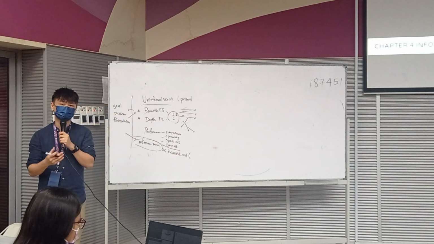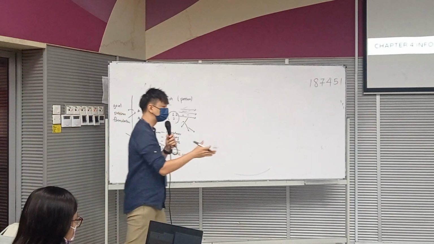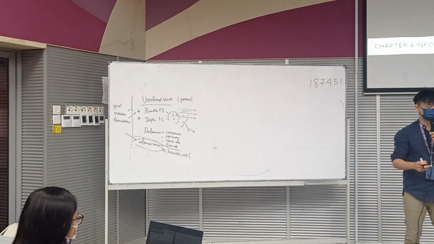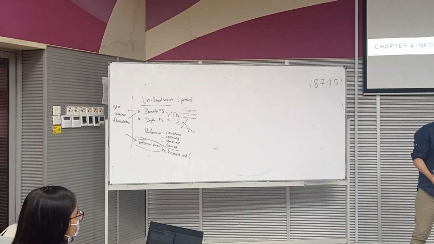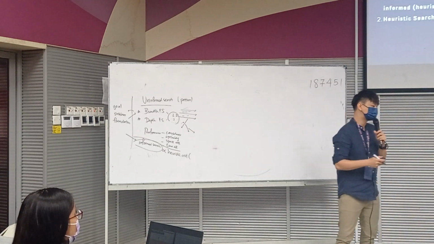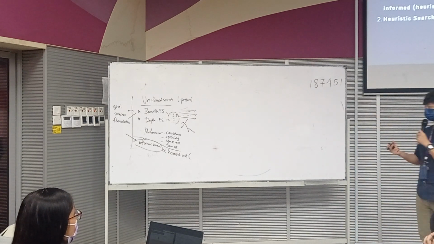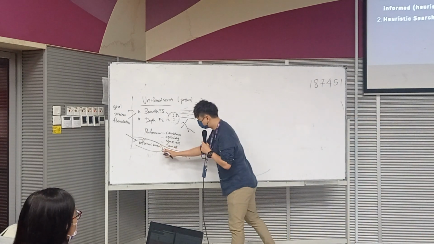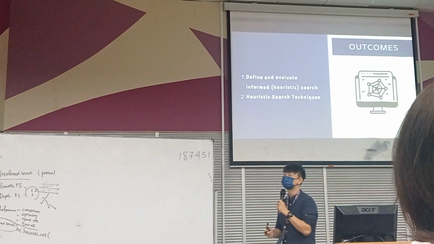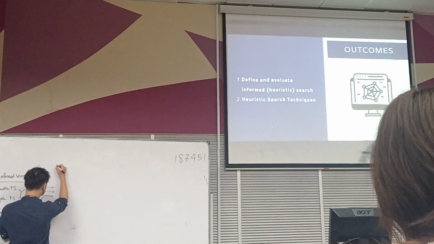I'm going to show you later what heuristic cost is and how to generate it. And how the agent performs the search according to the heuristic function defined by the user or us. At the end of this class, you should be able to define and evaluate heuristic search, sometimes known as informed search. How many techniques do we have for the heuristic? We have 4 techniques here.